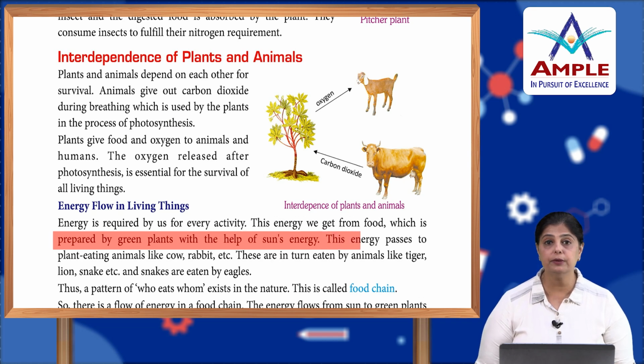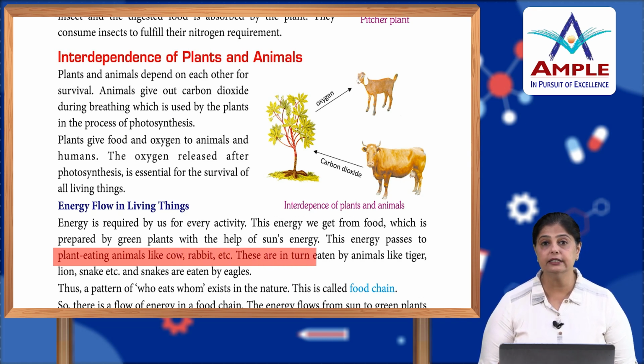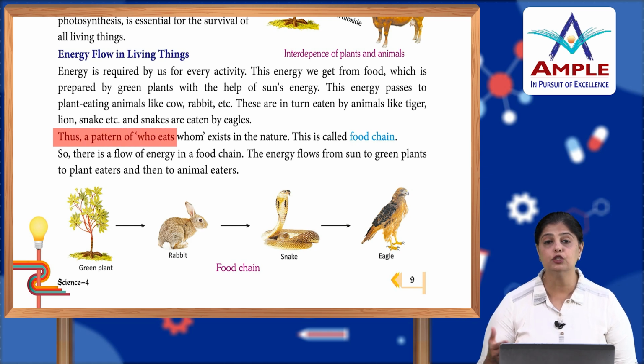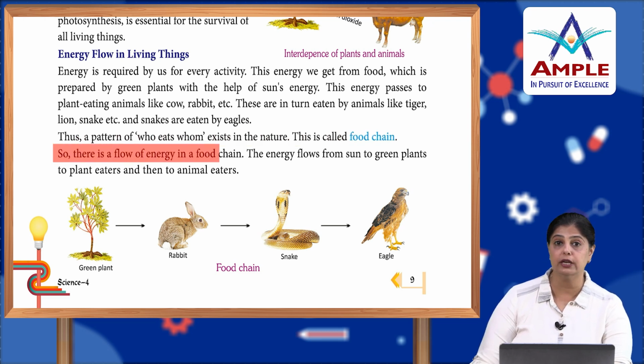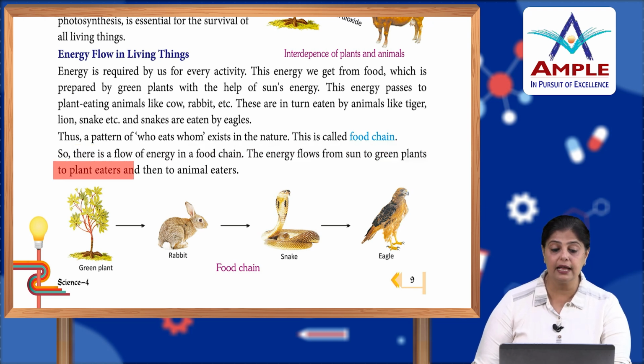So, this energy passes to plant-eating animals like cow, rabbit, etc. These are in turn eaten by animals like tiger, lion, snake, etc. and snakes are eaten by eagles. So, thus a pattern of who eats whom exists in nature. This is also called a food chain. So, there is a flow of energy in a food chain. The energy flows from the sun to green plants, to plant eaters and then to animal eaters. So, that is the food chain.